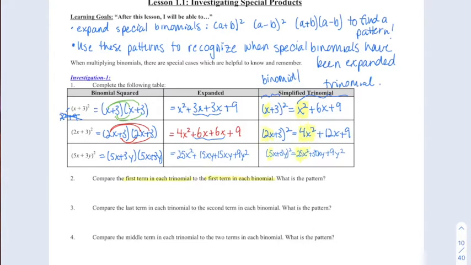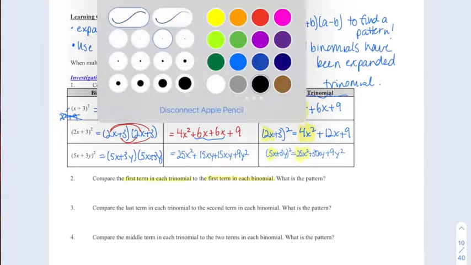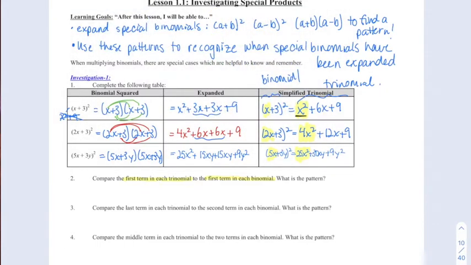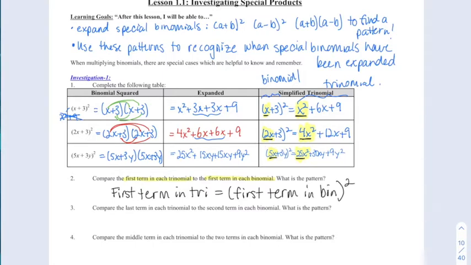Well, what I should be seeing is that the term in the trinomial is the term in the binomial raised to the power of 2. 2x squared is 4x squared. 2x all raised to the power of 2 is 4x squared. So what I can see is the first term in the trinomial is equal to the first term in the binomial raised to the power of 2.